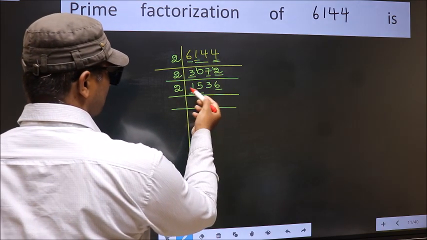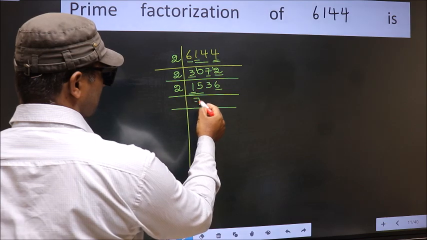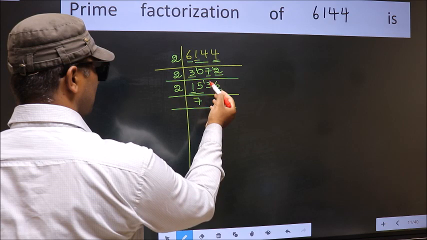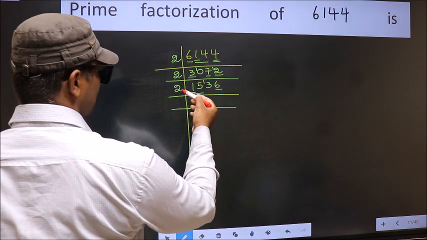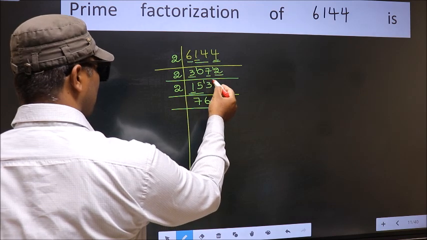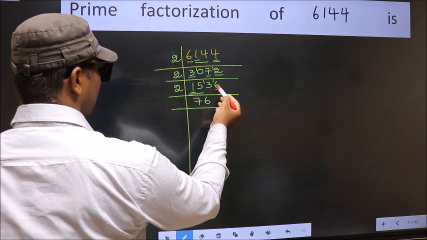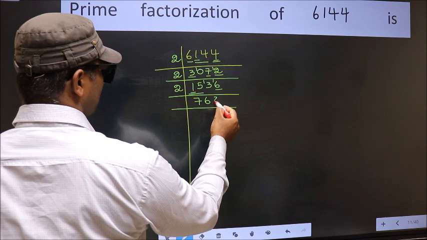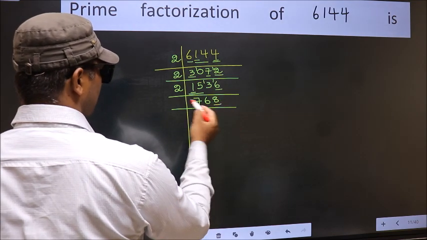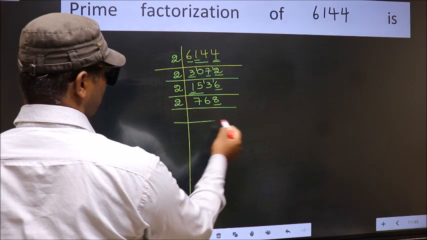Now a number close to 15 in the 2 table is 2 sevens 14. 15 minus 14, 1, 1 carried forward 13. A number close to 13 in the 2 table is 2 sixes 12. 13 minus 12, 1, 1 carried forward 16. When do we get 16 in the 2 table? 2 eights 16. Now the last digit 8 is even, so take 2.